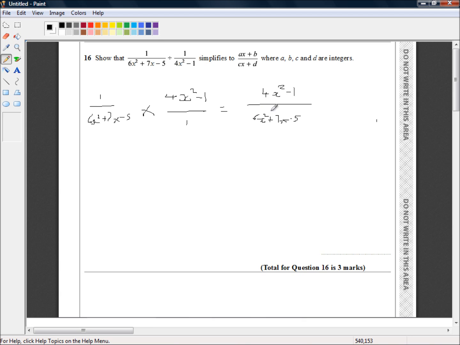Okay, so now we need to simplify this and try and get it into this kind of format. So what we want to do now is try to factorize these and see if there are any common factors that we can cut out. So the top part, the numerator, that's the easiest to factorize because 4 and x squared and 1 are all square numbers. This is the difference of two squares. So the square root of 4x squared is just 2x, and the square root of 1 is 1, so that's 2x minus 1 into 2x plus 1.